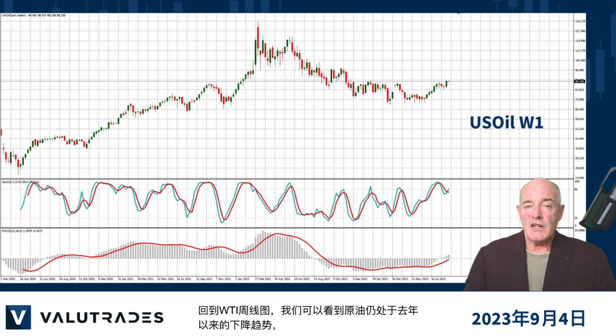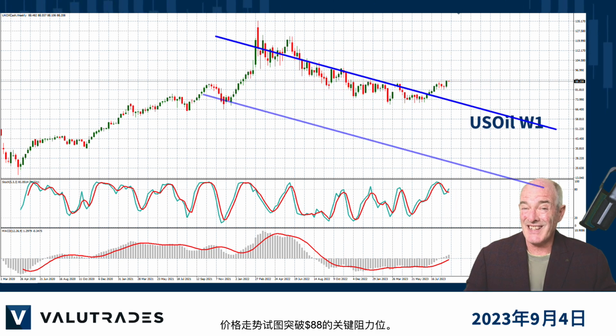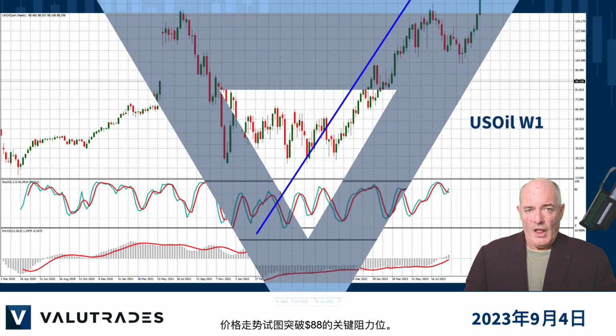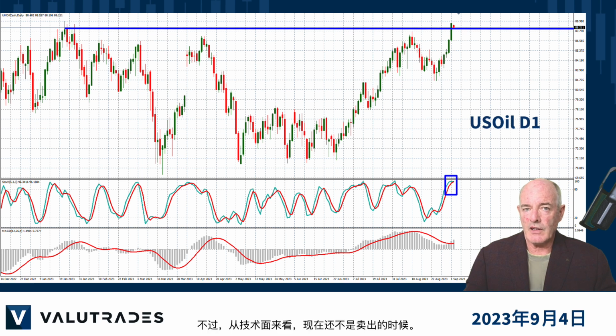Getting back to WTI on the weekly chart, we can see that crude is still in a downtrend from last year, with price action trying to break this key level of resistance at $88. The daily chart tells the same story, and we can see that on both charts the stochastic oscillator is overbought. However, this is not the time to sell from the technical aspect.